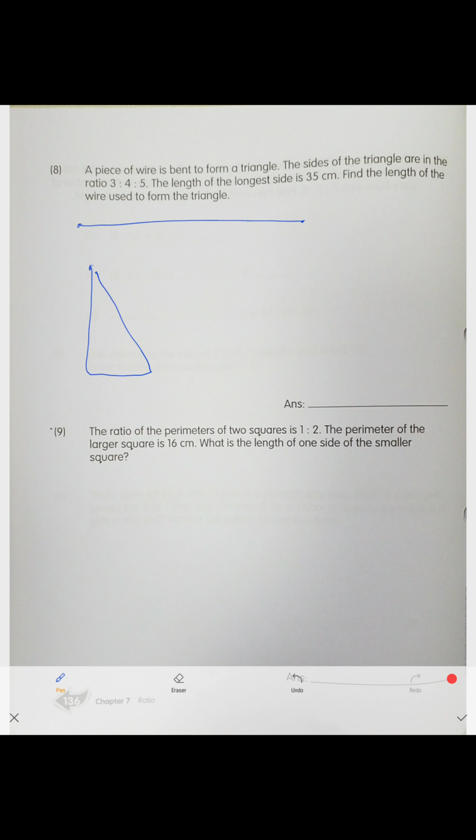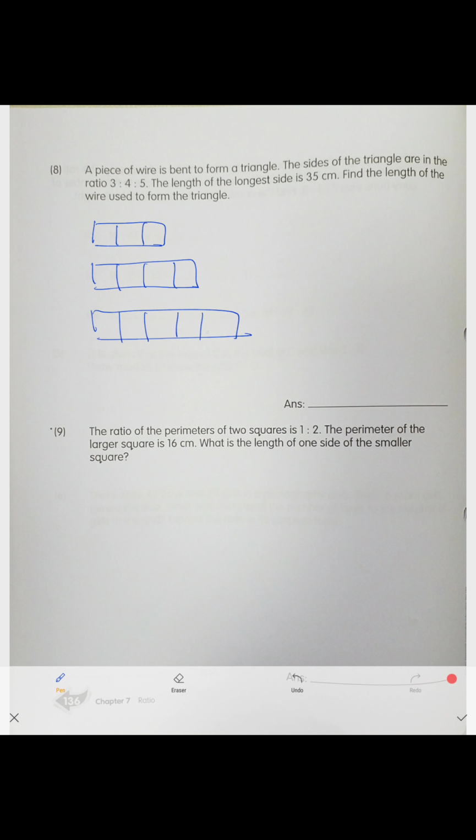And it became a triangle, right? All right, you got this. As a model, you have your ratio of the sides, so you draw your sides. One side is 3 units, another side is 4 units, and the last side is 5 units. All together, they ask us what is the length of the wire.